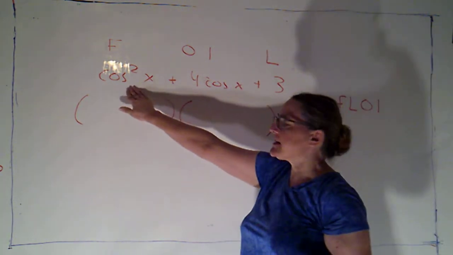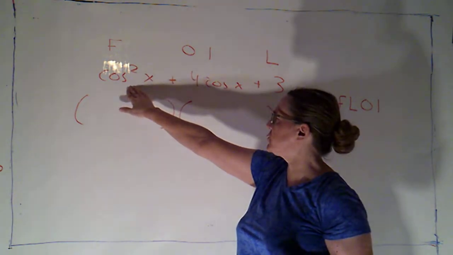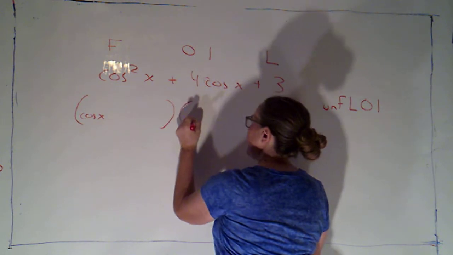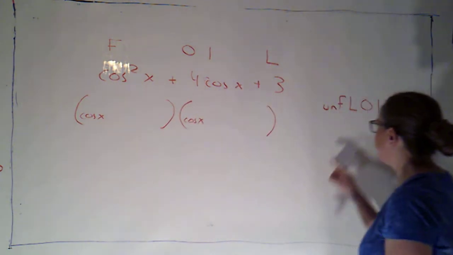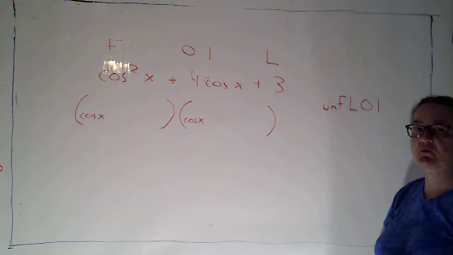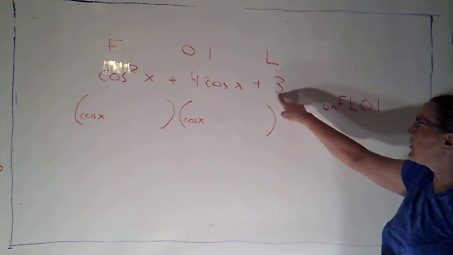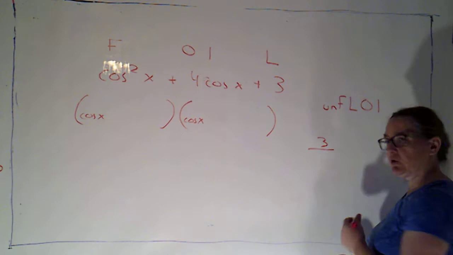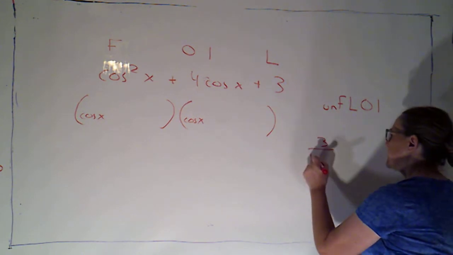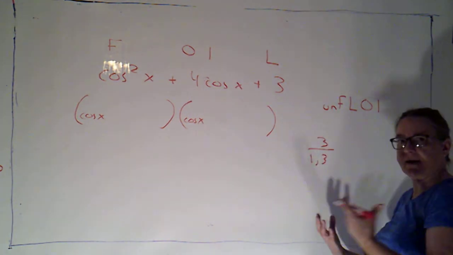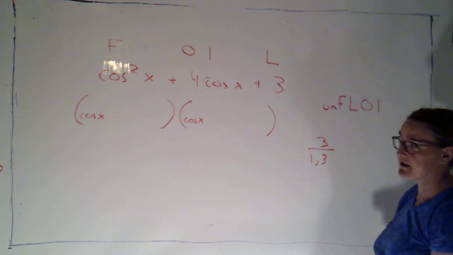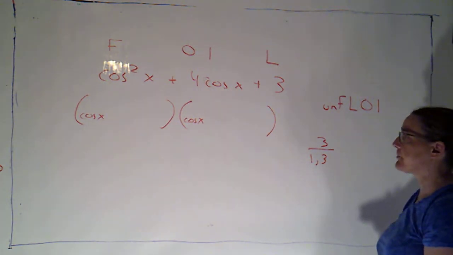In order to get cosine squared as the first terms, I would have to have a cosine x here and a cosine x here. So I'm figuring out what those first terms were. Now, in order to get a 3 here, I'd need to have 2 numbers that multiply to give me 3. So often off to the side, I'll write down a list of what the possibilities are. This happens to be a very short list. There are a 1 and a 3.